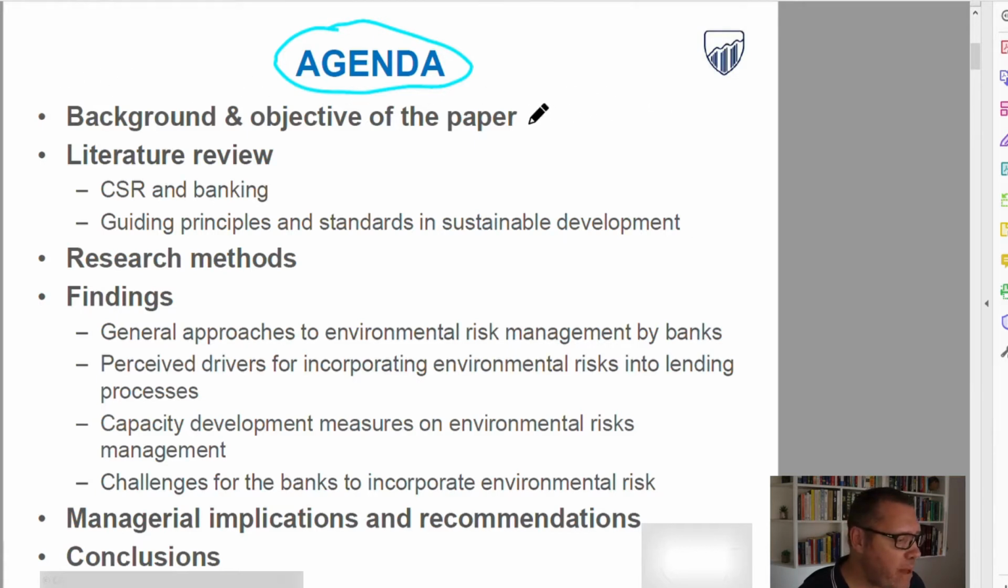So I've indicated the background and the objective of the paper. We'll do the literature review following that, the methods I adopted, the main findings, and I've identified 4 main categories, the managerial implications and recommendations, and then the conclusions. You can also include a reference list at the end. Some universities require you to put a reference list in, so make sure that you find out once again what is required from the respective university.